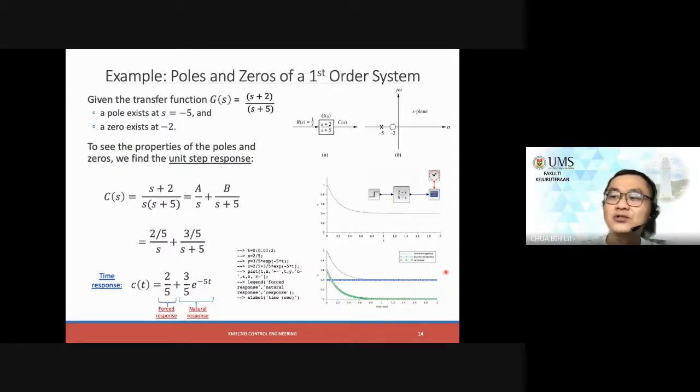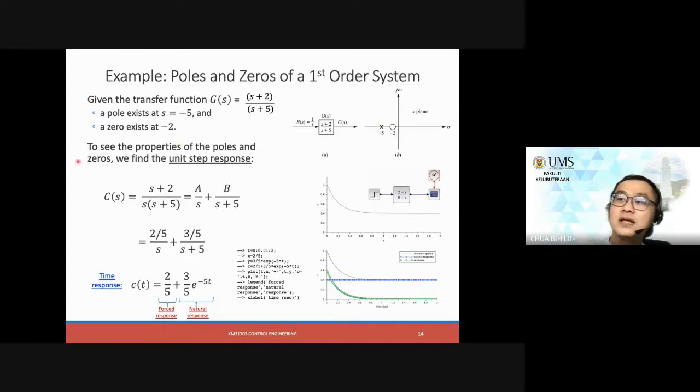Now, as I mentioned to you, we look at the poles and zeros such that it gives you ideas on how the response would look. So let's take this simple transfer function as an example. We have s plus 2 and s plus 5. So our zero would be minus 2 and our pole would be minus 5. If we draw it properly in our S-plane, we would have minus 2 with a circle and minus 5 with a cross over here. Very straightforward.